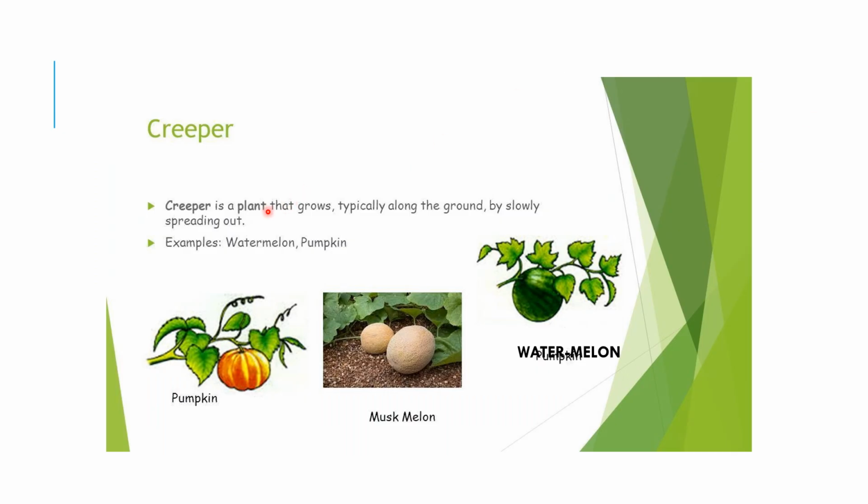A creeper is a plant which grows typically along the ground by slowly spreading out. It spreads out very slowly. They have a very thin stem, like pumpkin, muskmelon or watermelon.